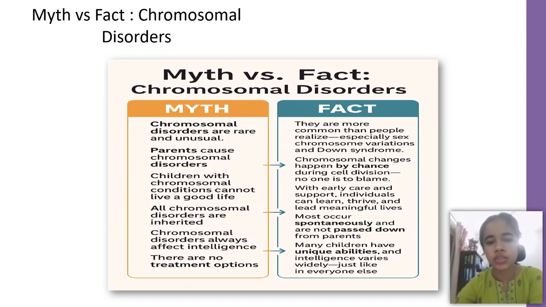While we can't always change chromosomes, medical advances, therapies, and education can really improve the quality of life. When we replace fear with facts, we replace blame with understanding, and we replace limits with support and possibility.